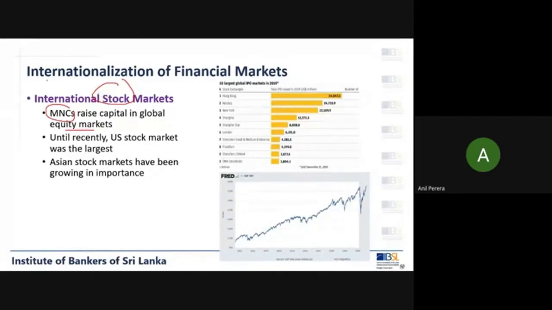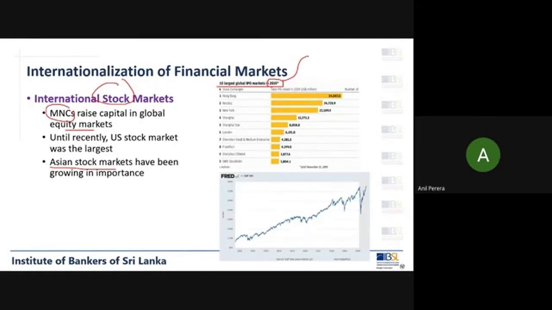But now, in the past couple of decades, Asian stock markets have become very important, or they have grown fast. If you look at this chart, these are the largest global IPO markets in 2019. IPO means stock issuances, issuing stocks for the first time. I think you remember we discussed this primary market. In the primary market, when you issue stocks for the first time, you call it IPO.